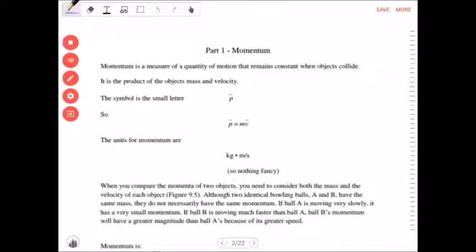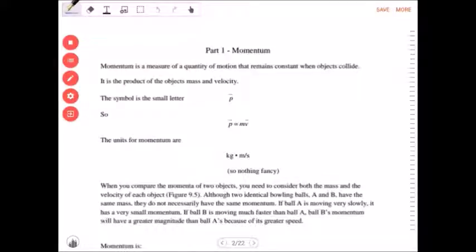Momentum is simply a measure of a quantity of motion that remains constant when objects collide. It is the product of the object's mass and its velocity. The symbol is p, and it's a vector, so it's got that little arrow on top. You're supposed to write the little arrow every time. Every now and then you forget, but you are supposed to put that. So p equals m times v, the product of the mass times the velocity.